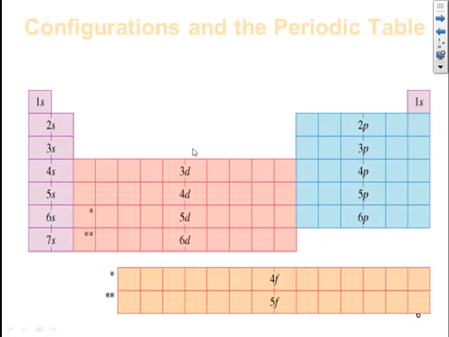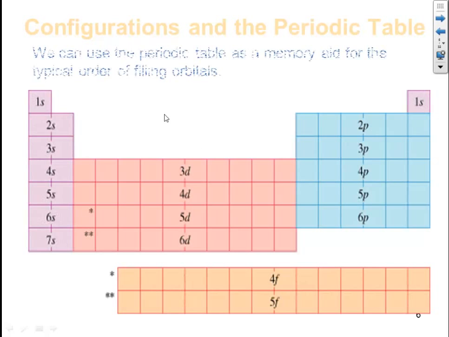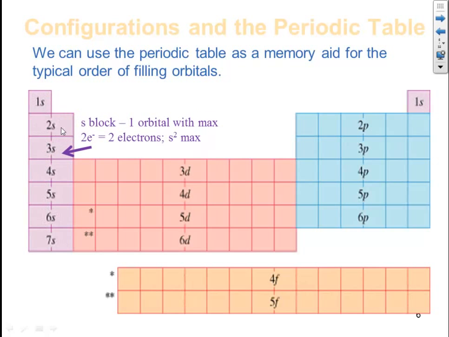Here's your periodic table. The periodic table allows you to do the electron configurations without having to memorize all those levels. We can use the periodic table as a memory aid for the typical ordering and filling of orbitals. These first two columns are your s blocks, and one orbital with a maximum of 2 electrons. So you can have a total of an s2. So we basically count each block as s1, s2. Except for helium, which is over here, we have in the first row s1, and this would be s2.